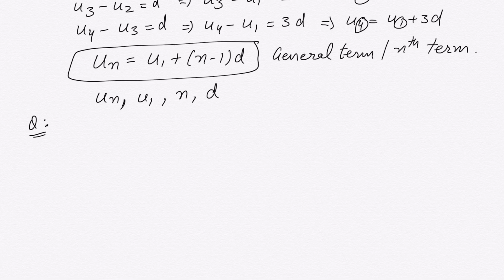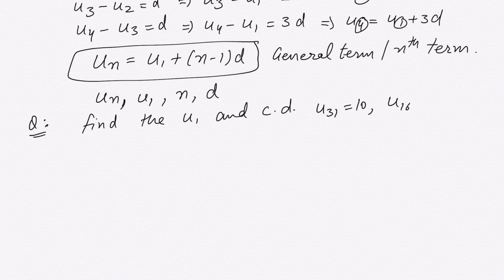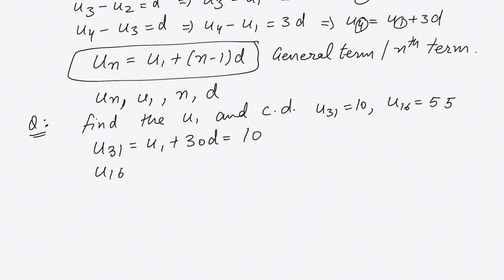For example, you can be asked to find the first term and common difference of an arithmetic sequence in which, let us say, the 31st term is 10 and let us say the 16th term is 55. Now because we know the formula for the general term, if I replace n by 31 in the above formula, what I'll get is u1 plus 30d as 10, and if I replace n by 16 in the other formula, I will get u1 plus 15d as 55.